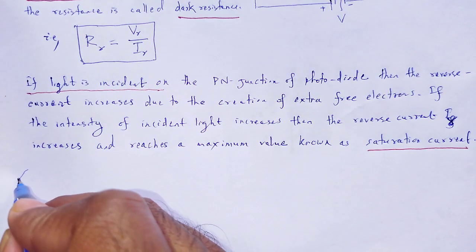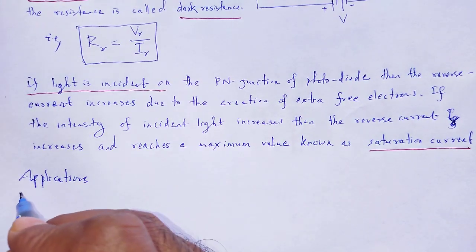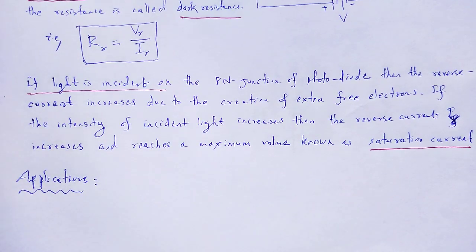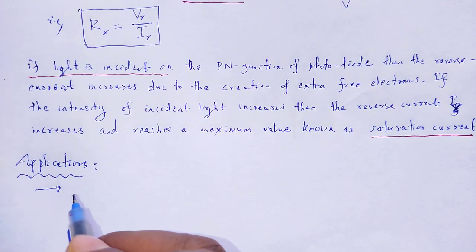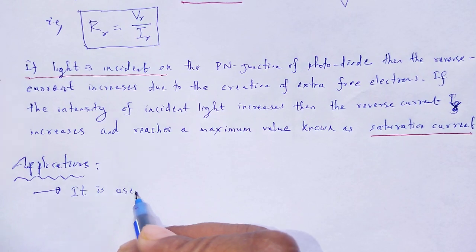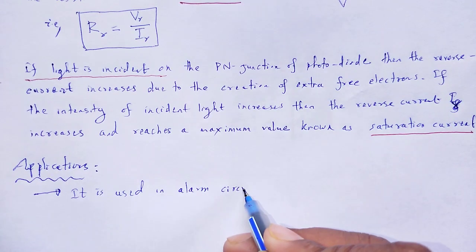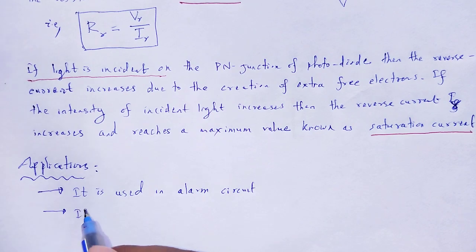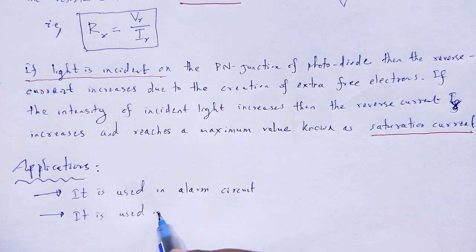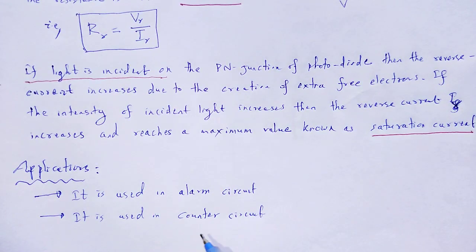Next, applications. As this particular device is sensitive towards light, it is used in alarm circuits and in counter circuits. In digital electronics, we know what a counter circuit is.